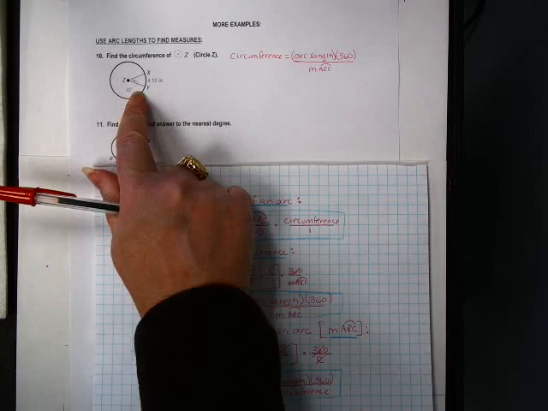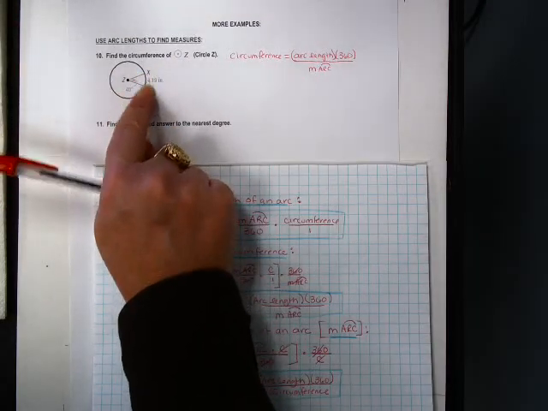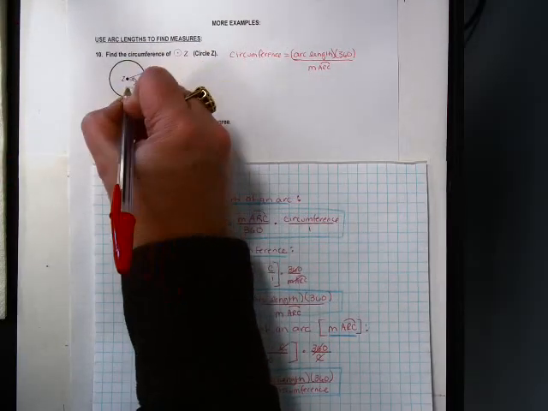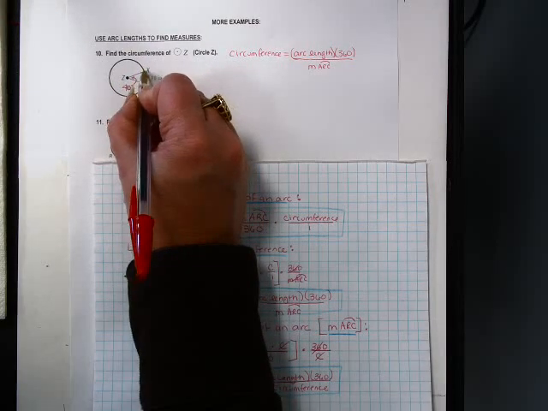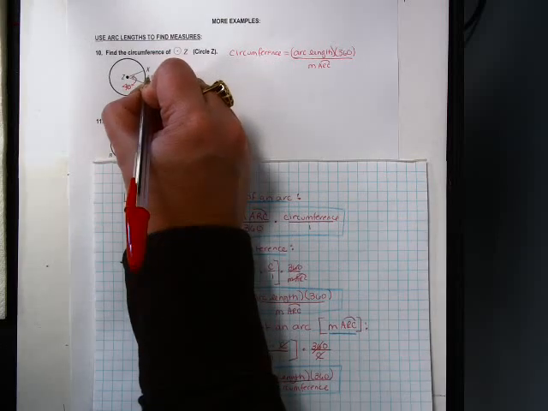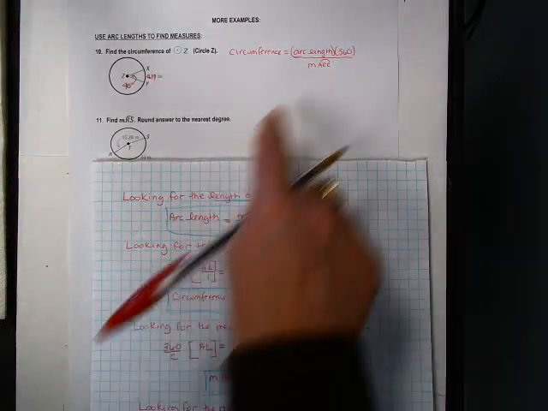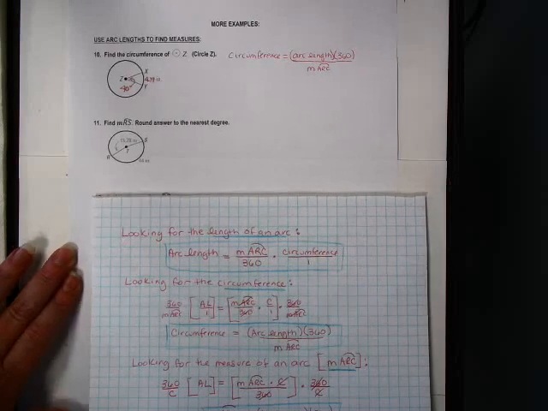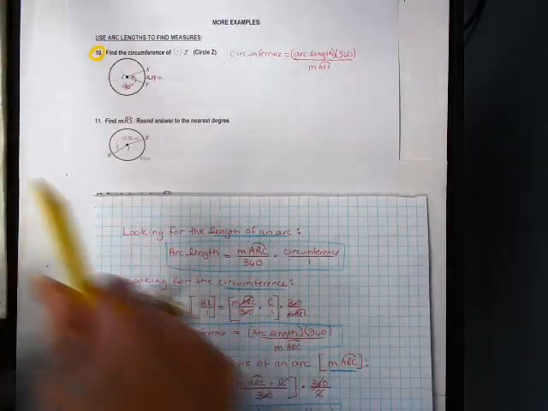Okay, so over here we have a circle Z, our arc XY. We are told that this central angle right here is 40 degrees. We are told that the length right here of the arc is going to be 4.19 inches. So we have everything we need to plug it in and find our circumference. All right, the next one. Okay, highlight that in yellow or whatever color you want. Make sure you finish this one and bring it in.